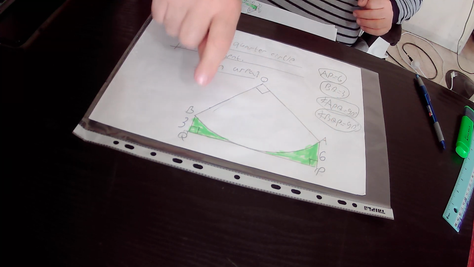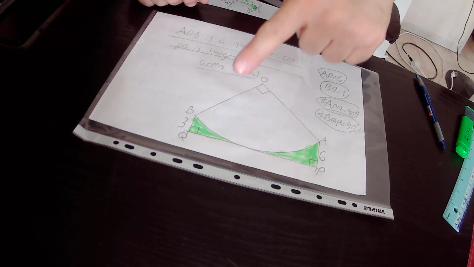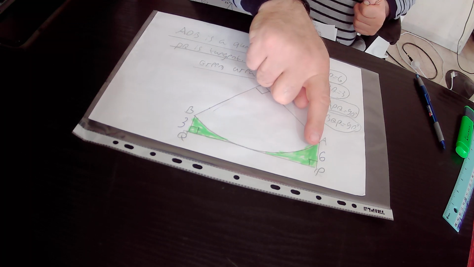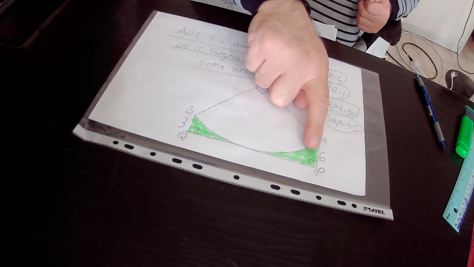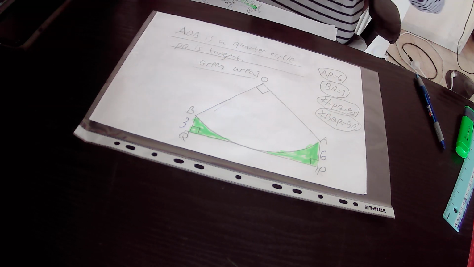Line segment BQ equals 4 units in length. This is angle BQP, that is a right angle, and this is angle APQ, that is also equal to 90 degrees in size. Again, our mission is to find the area of this green shape.